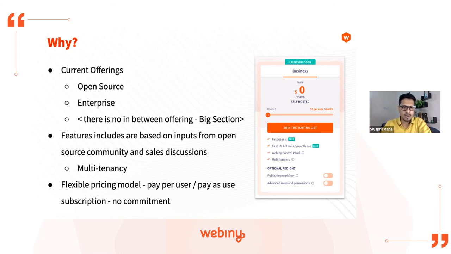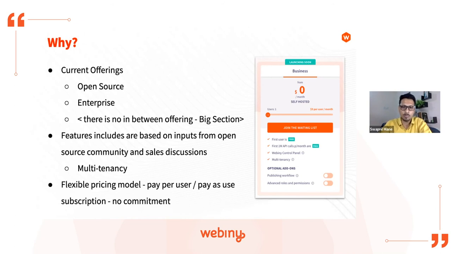Based on that input, we included some features, and you'll really like to know that multi-tenancy is now part of this particular tier. It's the hottest feature requested by the community. It's not part of open source, but now it's more affordable as part of the business tier. And the business tier follows a flexible pricing model. It's free for one user with 1 million API calls, but after that you can pay per user for your subscription.